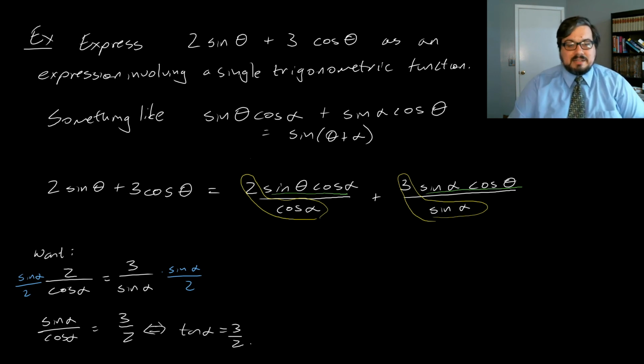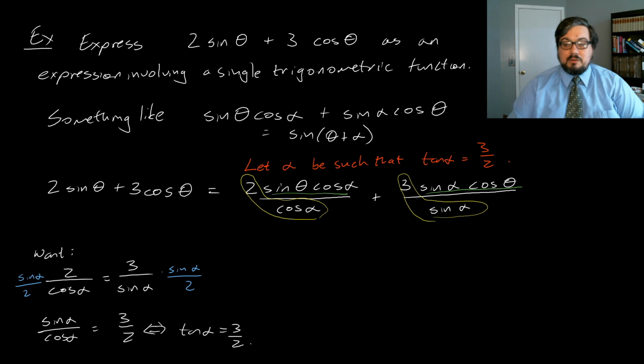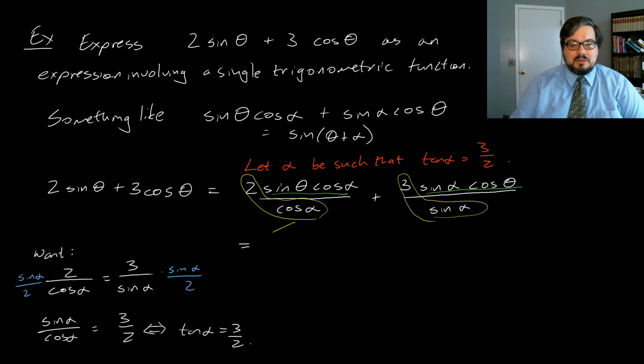So I want to write down how I'm defining my alpha now. So let alpha be such that tangent of alpha is equal to 3 over 2. We know there is such an alpha because, in fact, the range of tangent is all real numbers. You can always find an angle that has a tangent of any number that you want. So if that's the case, then that means that I can factor the yellow terms out.